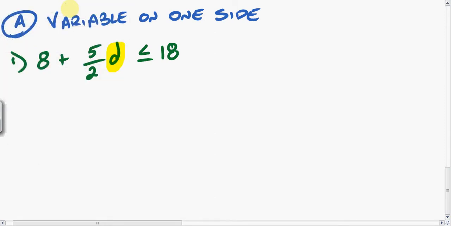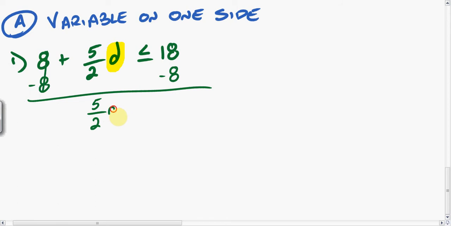Just as we did with equations, I'm going to start with this 8, and I want to move it to the other side. What I do to one side of the inequality, I'm going to do to the other side to make sure it's balanced. So I've got a positive 8, and I'm going to subtract 8 from both sides of this inequality. 8 minus 8 is 0, so that cancels, and I'm left with 5 halves d is less than or equal to 10.